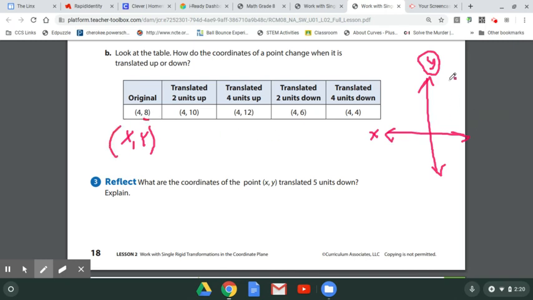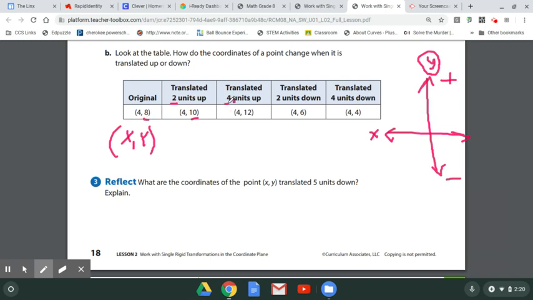If it goes up, it's going to get bigger. If it goes down, it's going to get smaller. So this one went up by 2. So up is the y-axis, and we're going to go up by 2 on the y-axis. Here's the y-axis. Up by 2, we get 10, and the x stayed the same.